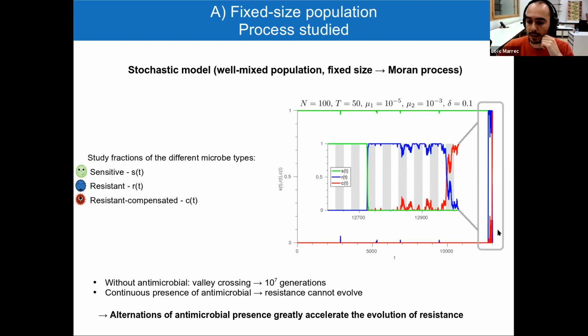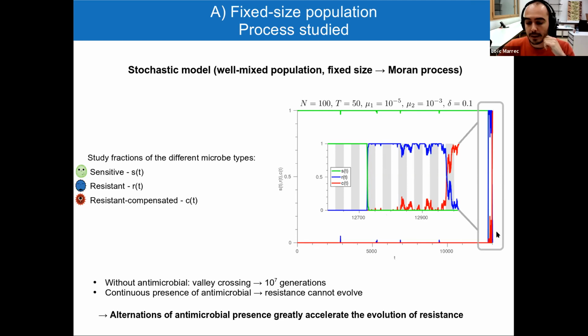So if you zoom in here, you get this plot. In the gray phases, I have some drugs, and in the white phases, I have no drugs. As you can see, the mutant that takes over the population appeared just before an addition of drugs. And as you'll see, it will be very important for the following.